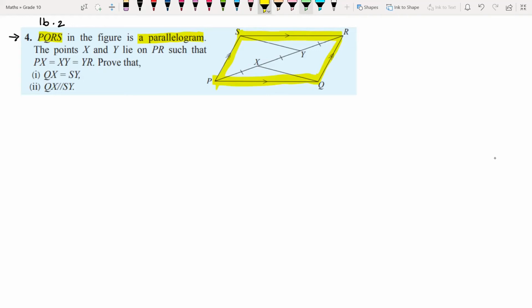Then they say points X and Y lie on PR such that PX equals XY equals YR. Here is PX. This is equal to XY, also equal to YR. So that's why they have put these dashes. Then we need to prove that QX equals SY. Where is QX? It's over here.